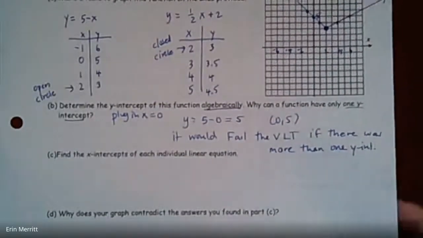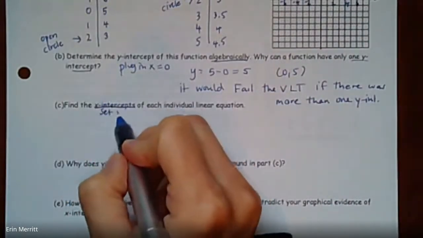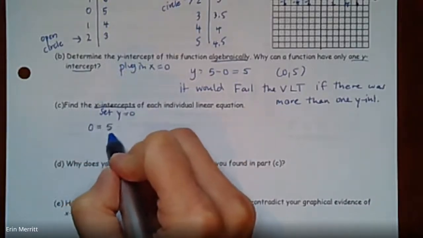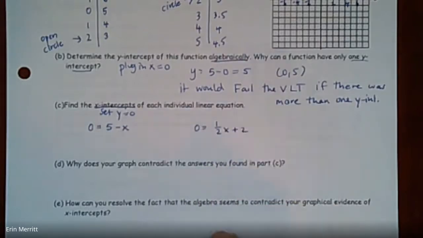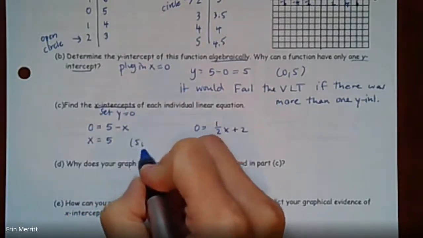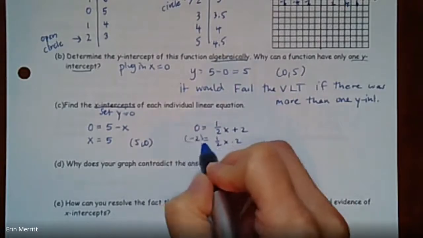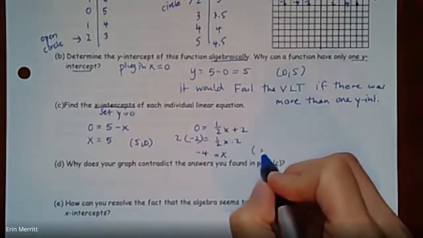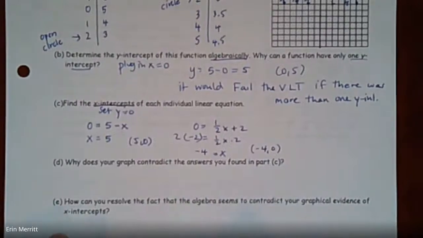When it says find the x-intercepts of each individual linear equation, for an x-intercept, that means we're going to set y equal to 0. All right, take the first one, set it equal to 0, and then the second one, set it equal to 0. We can solve each. This one's quick. Just add this over. X would come out to be 5 here, so that would be the point (5, 0). If I subtract 2, and then double both sides, it'd be x equals -4, which would be the point (-4, 0). So that would be each linear function's x-intercept.